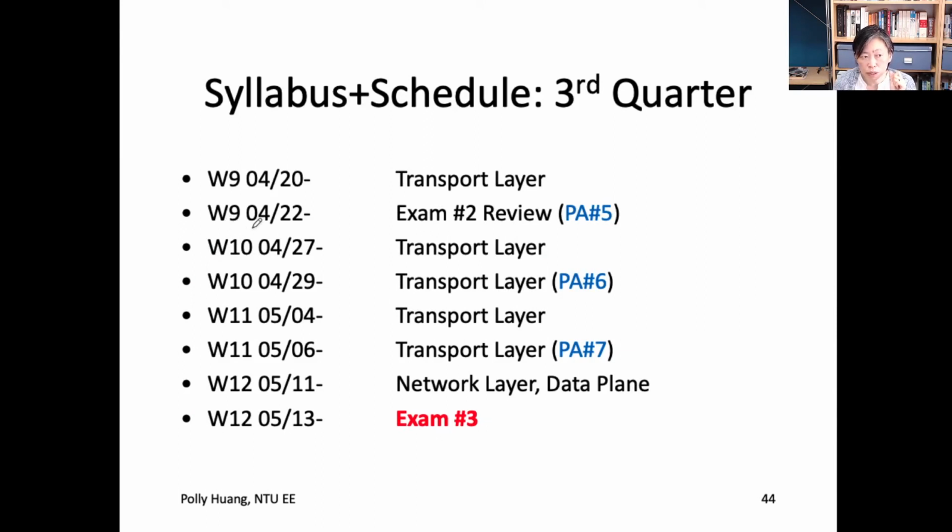Similarly, in the third quarter, at the end of week 9, we'll review exam number 2. PA 5, 6, 7 will be done correspondingly in weeks 9, 10, and 11. By the end of week 12, exam 3 comes. You'll see that we'll spend quite a bit of time on the transport layer, because in that chapter we'll talk about a very important protocol called TCP.